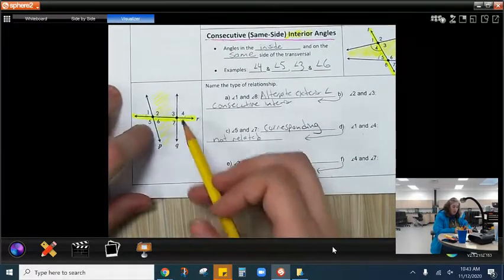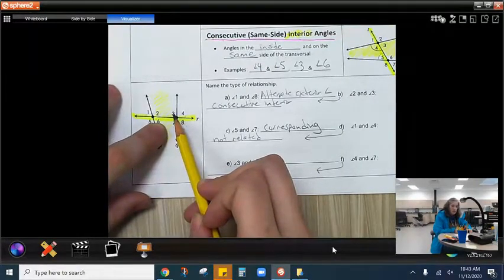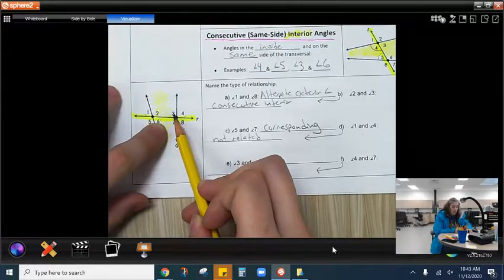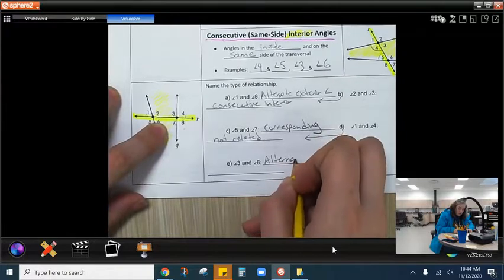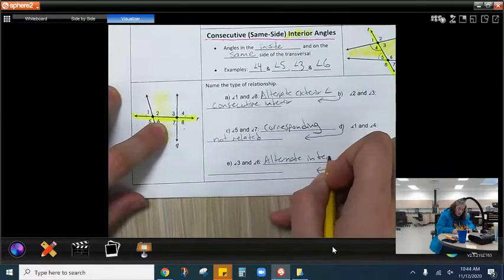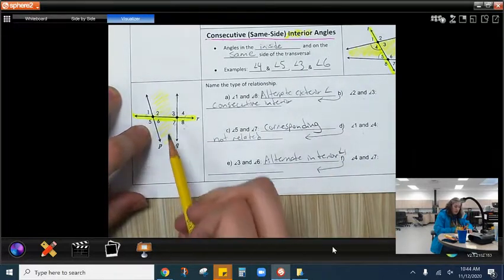How about 3 and 6? Let's look at 3 and 6. Well, they are interior, so they're either going to be alternate interior or consecutive interior. Are they on the same side? No, they're on opposite sides, so alternate interior angles. And then 4 and 7.